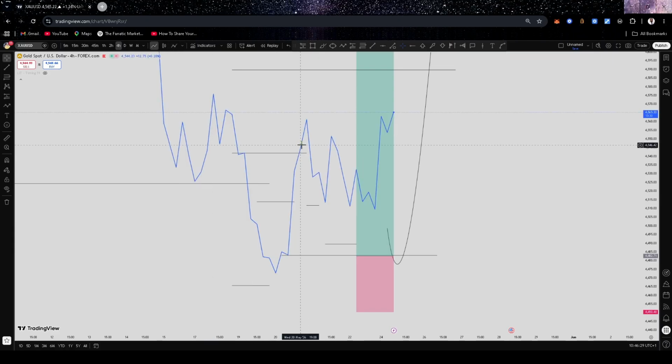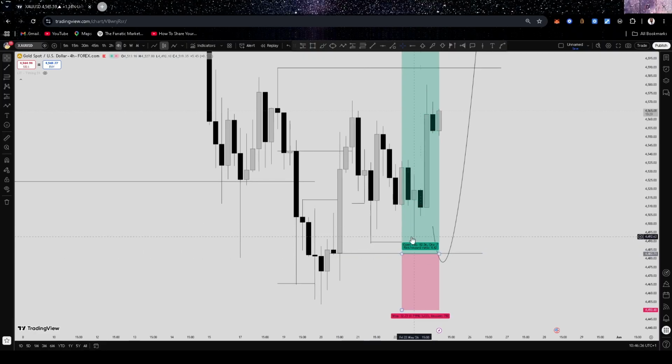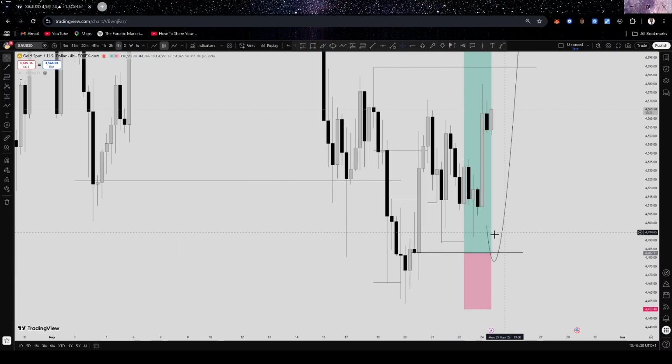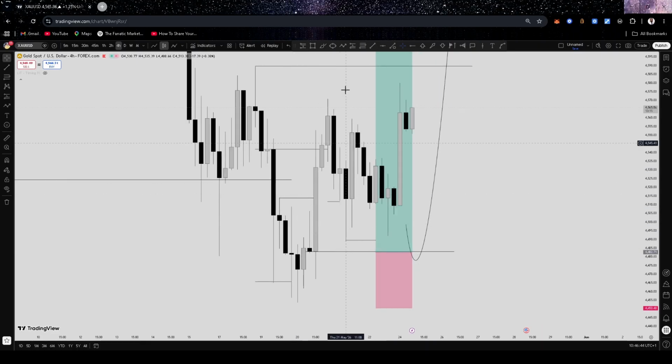If I switch to the line chart, we had a break of structure right here, and you can see I marked out this key level. I was expecting price to come here, tap me in, and start pushing to the upside. Unfortunately, price did not come right down here and start buying. Price is a breaker block here, which was this OCL that was disrespected.